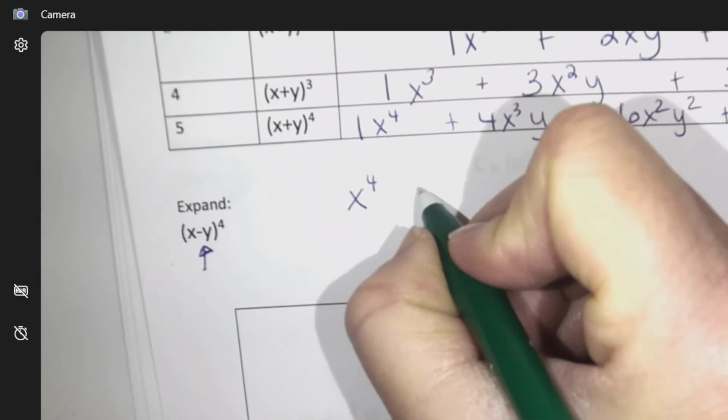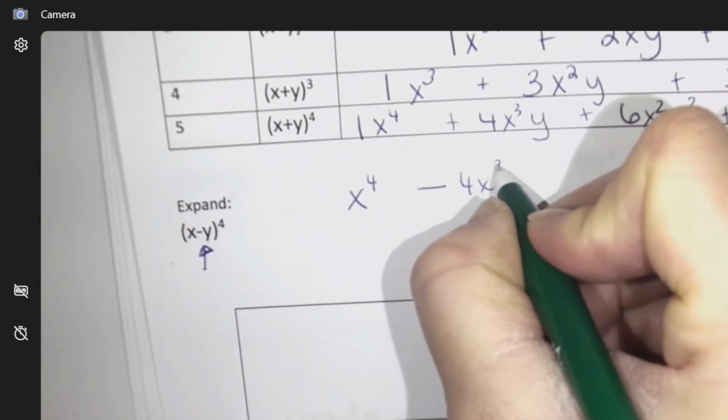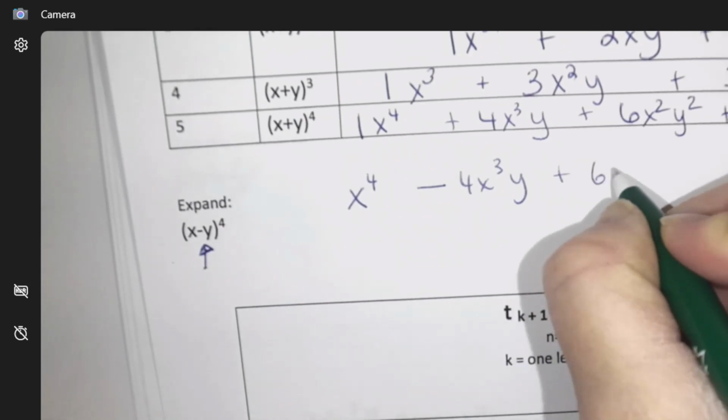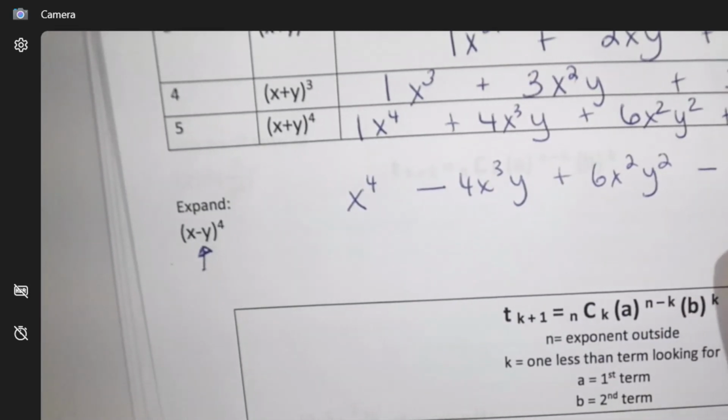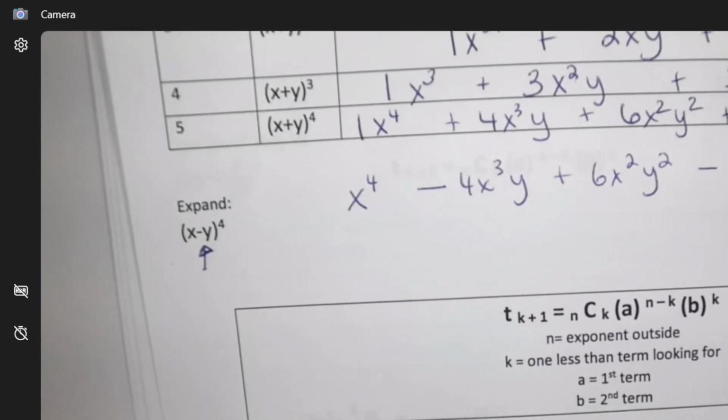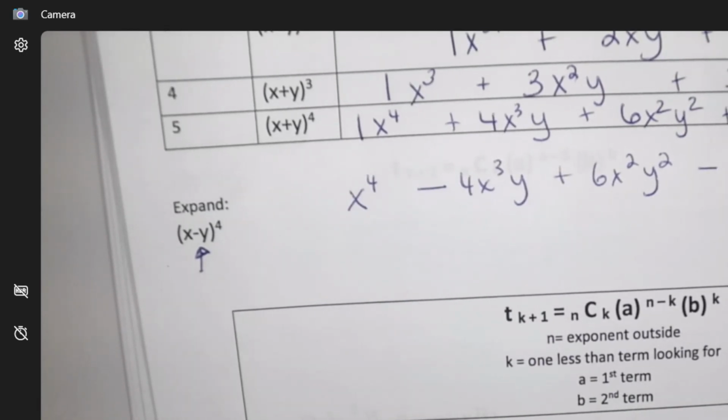So x4, but then minus, then plus, then minus, then plus. So that's the difference in that one. A negative symbol.